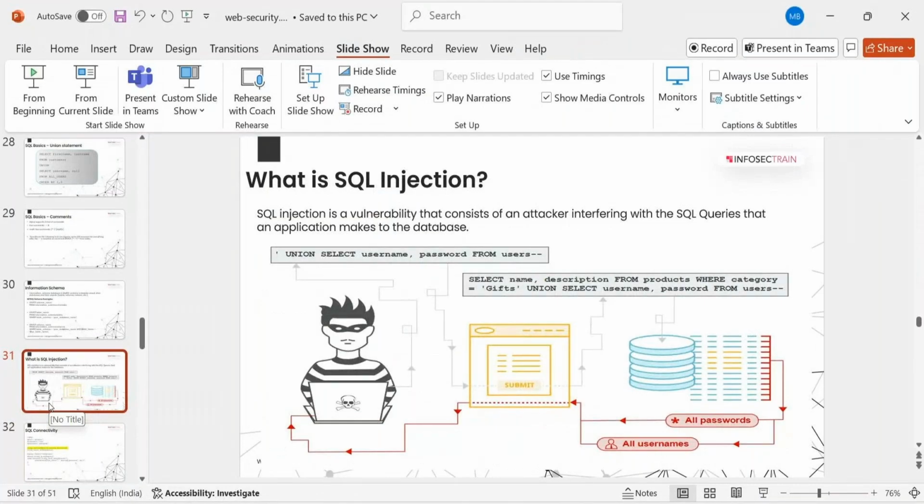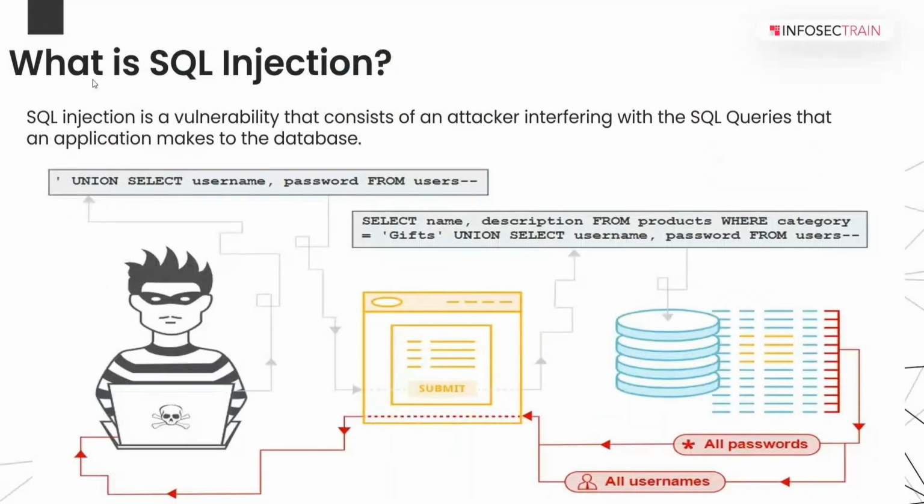So if you understand this concept, I think it's easy for you now to understand SQL injection, and very easy, right? So what is SQL injection? SQL injection is a vulnerability in which the attacker interferes with the SQL queries that an application makes to a database. As I told you, we are just doing some interference with the SQL queries, but from the front end.